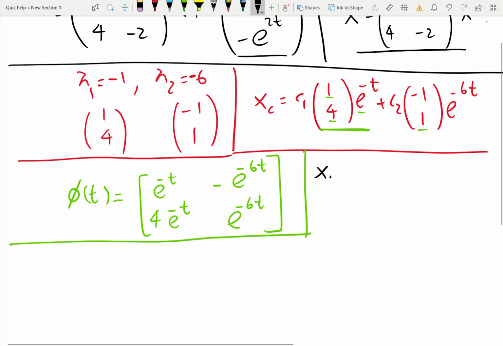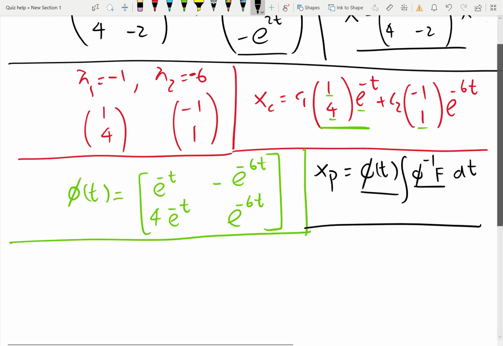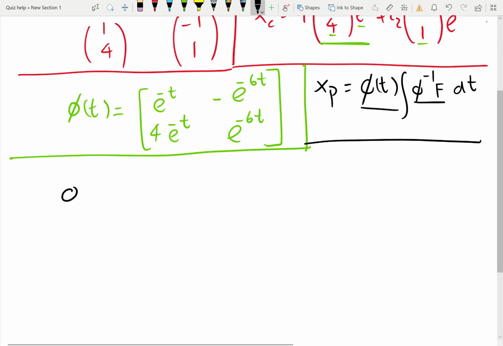Now the next thing is write down the formula. The formula for xp is phi t times the integral of phi inverse times f, integrated with respect to t. Now see, this is too complicated to do at once. How I would do it is, I would start from inside. First I will find the phi inverse, then I will multiply it by f, then I will integrate, and finally I will multiply by this phi t. So I do it piece by piece. Let's first find phi inverse.